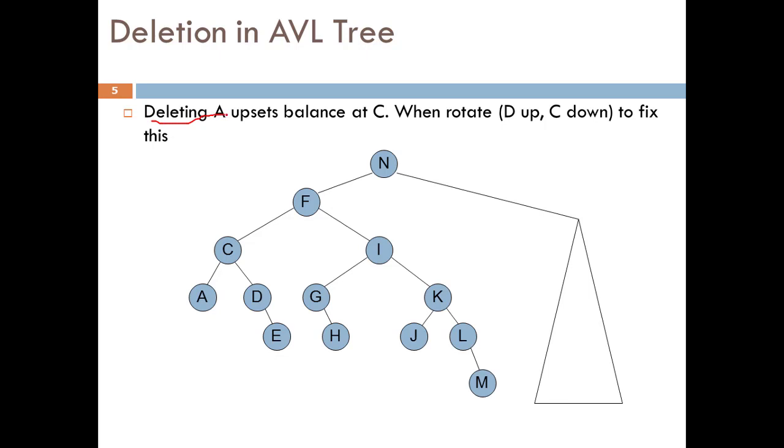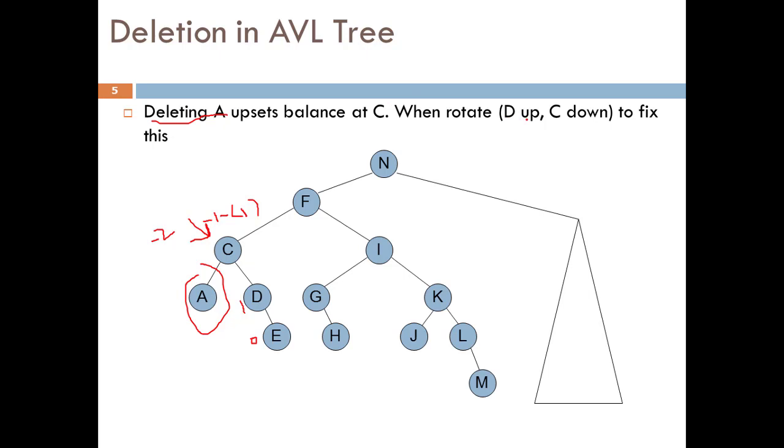Deleting A upsets the balance at C, as we discussed. The balance factor of this C will now be the height of the left subtree, which is -1, minus the height of the right subtree. These are the heights: this is 0 and this is 1. So the height of the right subtree of this one is 1. So -1 minus 1 is equal to -2. So the balance factor of C is now -2.